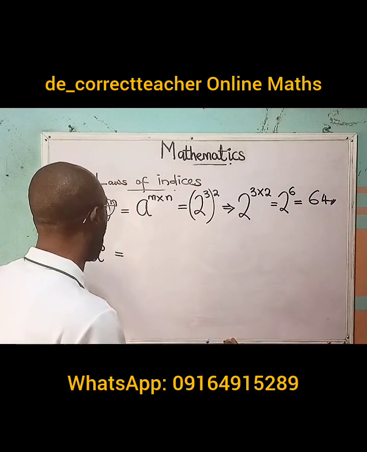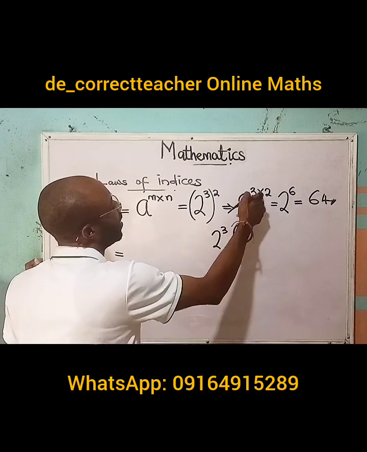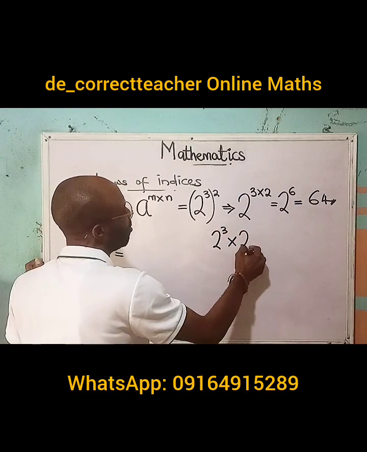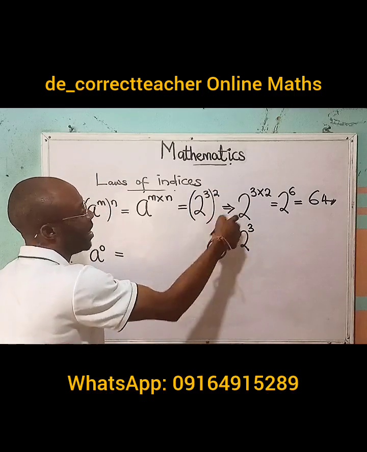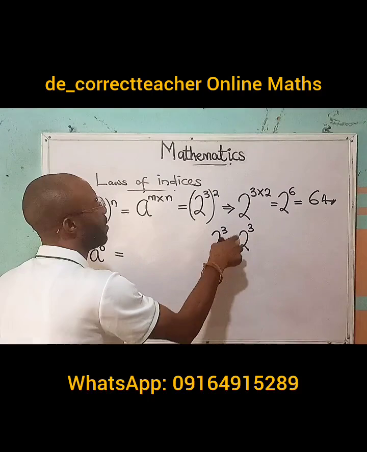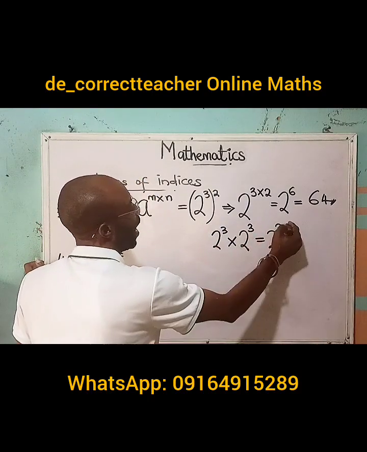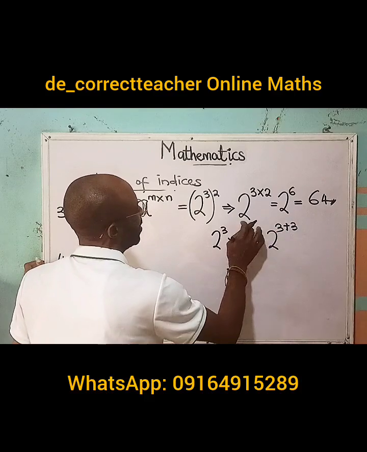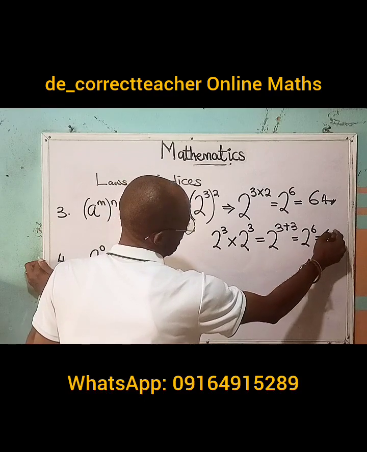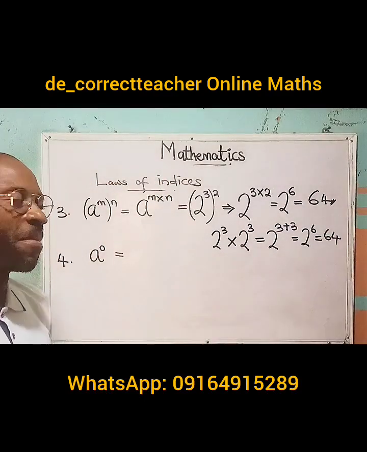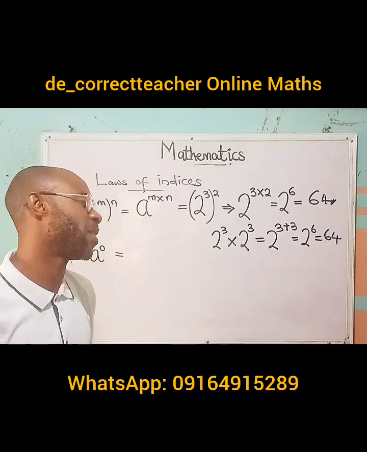Or I can simply say 2 raised to the power of 3 in 2 places: 2 raised to the power of 3 times 2 raised to the power of 3, because it is square. Because this is multiplication, I will add the indexes. Add this and this, which is 2 power 6. That will also give us 64. So you see, it's the same thing. Any which way you want to do it is acceptable in mathematics.